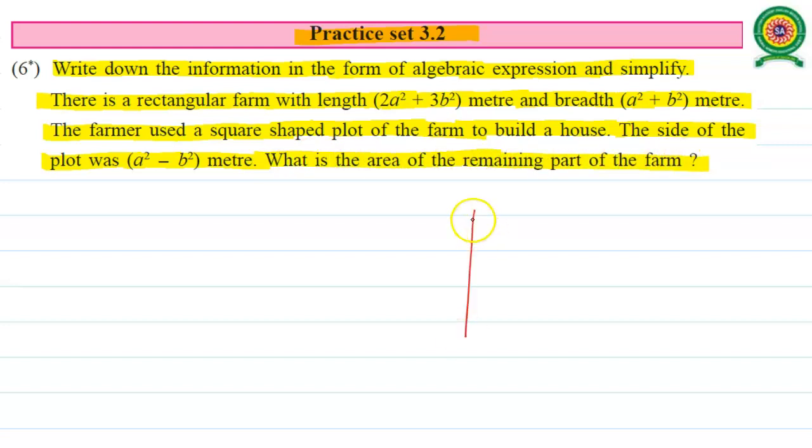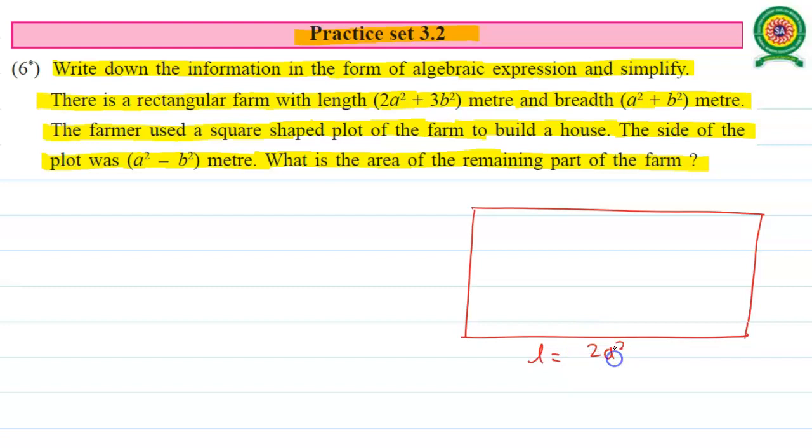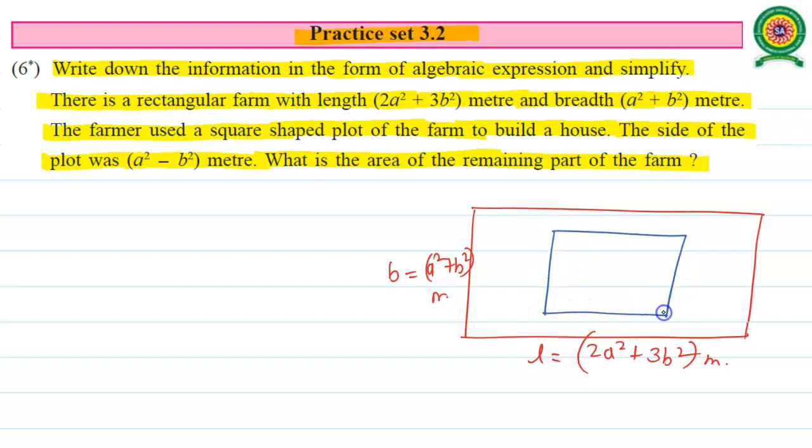Now we have the farm which is rectangular in shape, whose length is given as 2a square plus 3b square, and breadth is given as a square plus b square. That much meters we have, that much meter. Now the farmer used part of the given rectangular area to build a house, that is a square area he used up to build a house, and whose side length, I would like to call it capital L now, is a square minus b square, which is in terms of meter.